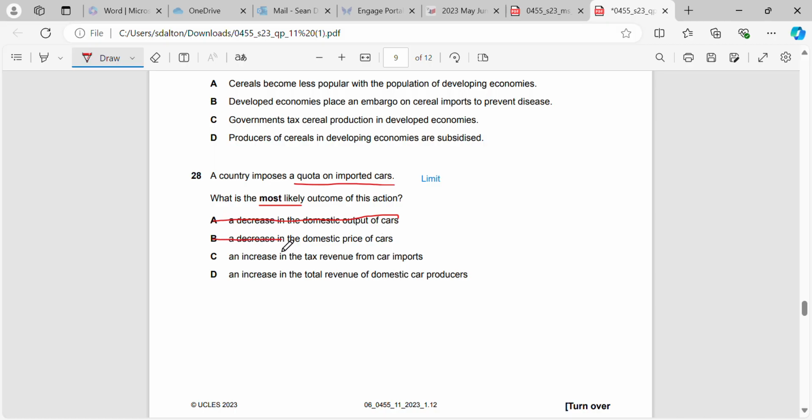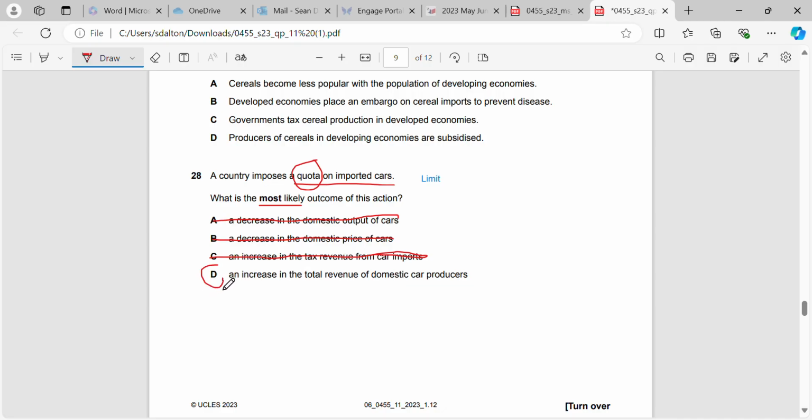Therefore, it will not decrease the domestic price of cars. That would only be done through, let's say, intense competition, if they removed the quota, for example, or if cost of production changed. An increase in tax revenue from car imports? Absolutely not. Because they have a quota, they're going to have a limit on how many cars can be imported. So they're going to have a ceiling on how much tax revenue they can generate.